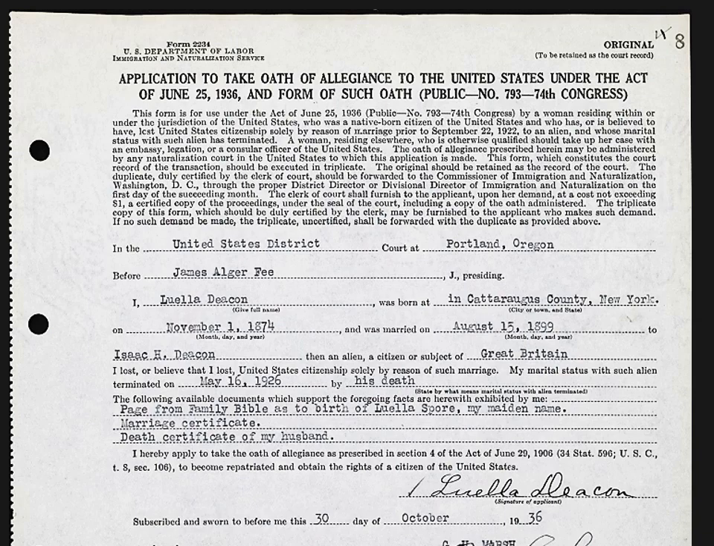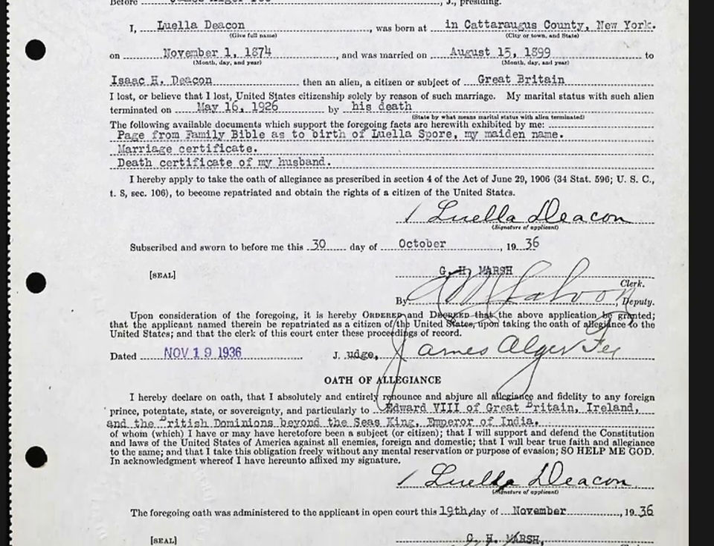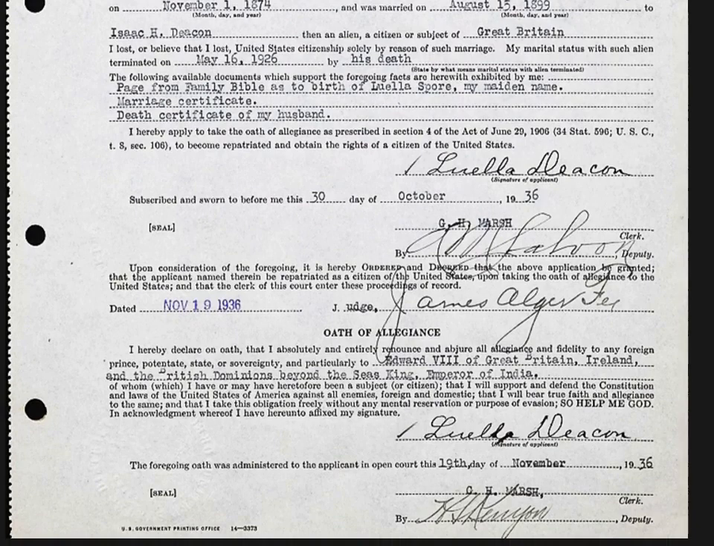And here we have Luella Deakin, who married a citizen from Great Britain. And then he died in 1926. So that made her eligible for just taking the oath and getting her citizenship back.